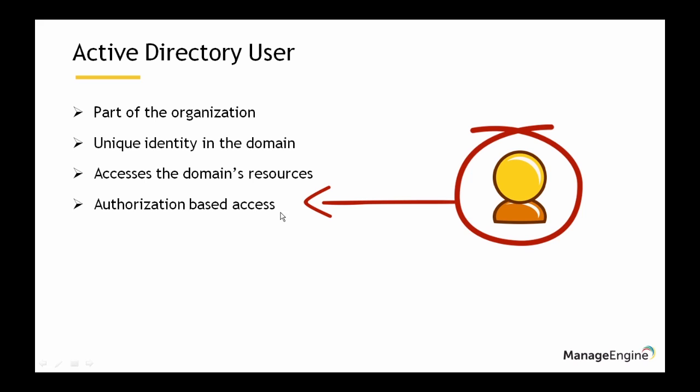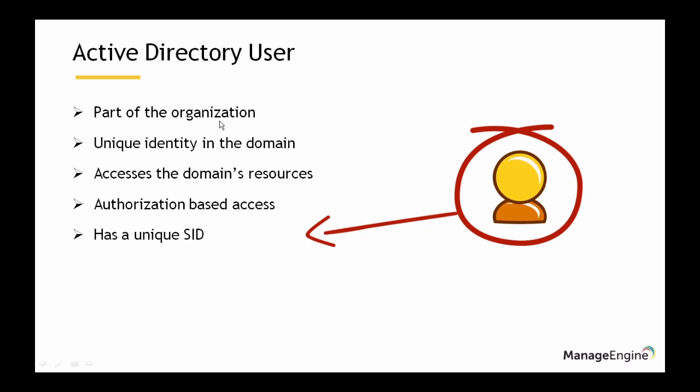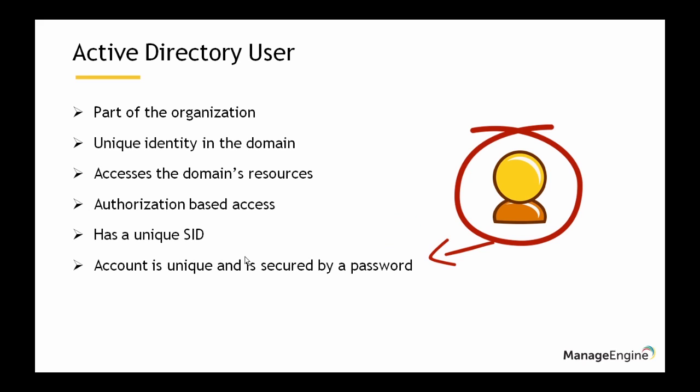So if you are a user, you will be able to access a certain resource within your Active Directory infrastructure. If you are an administrator, you will be able to access almost all the resources within your Active Directory infrastructure. So all that is based on authorization. And every user object has a unique security identifier and is also secured by a password.